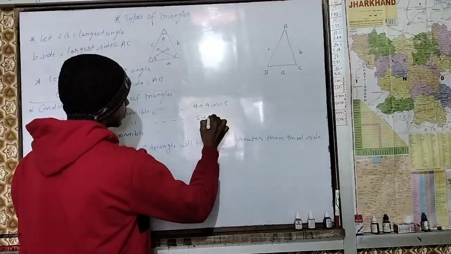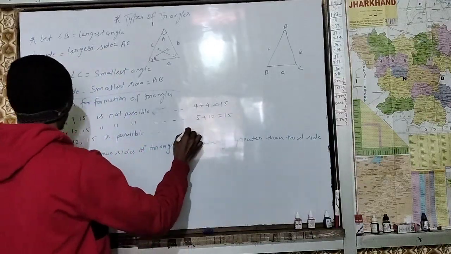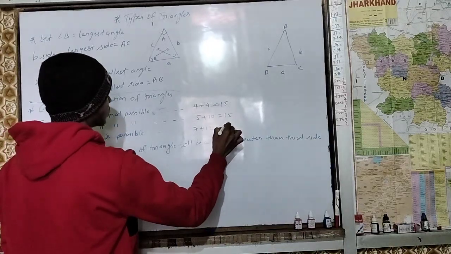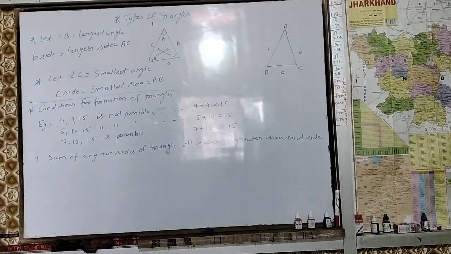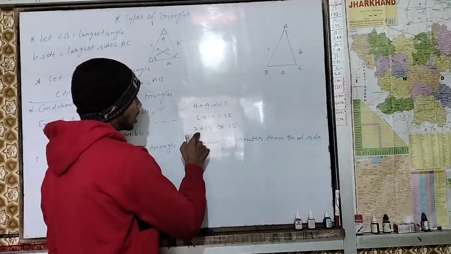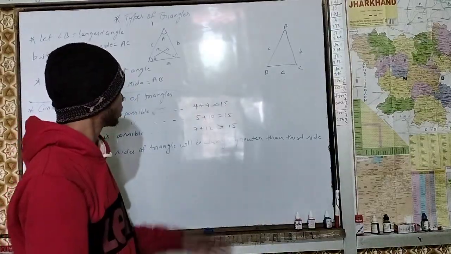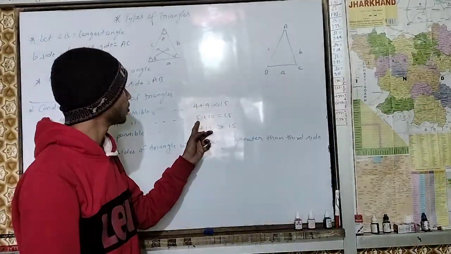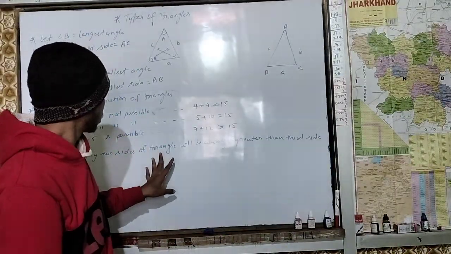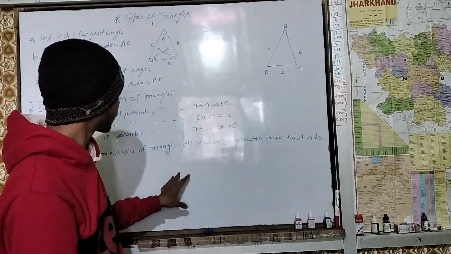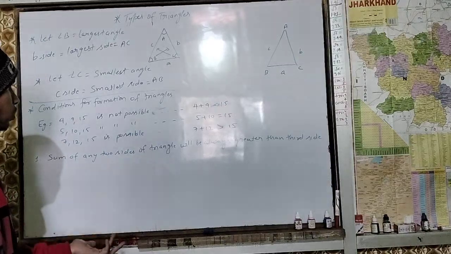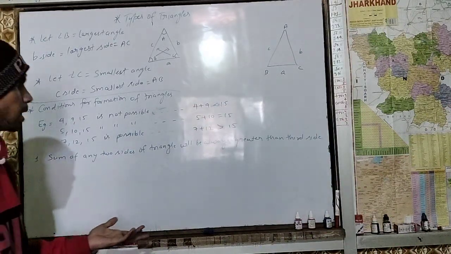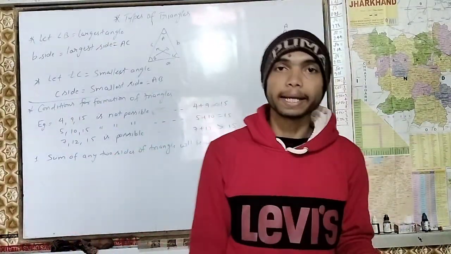5 plus 10 is equal to 15. 7 plus 12 is 19, which is greater than 15. In the first case 4 plus 9 was less, and 5 plus 10 is equal to 15. We have to understand that the sum of any two sides should be greater than the third side.